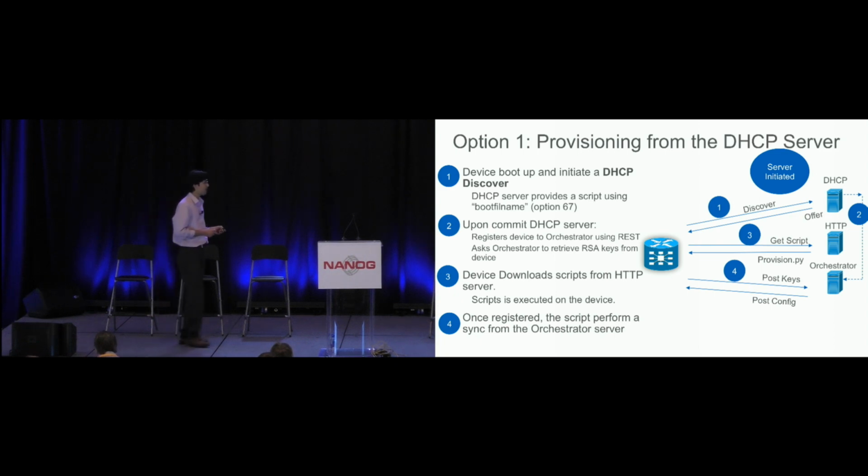In that case, what will happen? The device comes up and sends the request for the IP address or the options to the DHCP server. Once the DHCP server assigns the IP address to the device, it will also notify a script, the server, orchestrator, or your controllers, saying I assigned this IP address to a device, and it will register the device into the controller. In the meantime, the device will download the script and start negotiating the SSH keys with the controllers. Once the negotiation is done, the orchestrator will apply the final template.